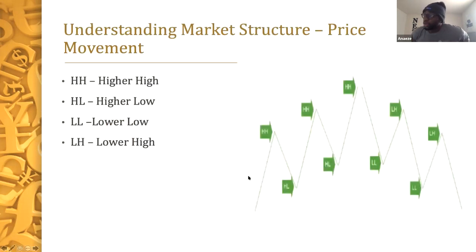Understanding market structure, which is price action movement, basic price movement, you want to understand higher highs, higher lows, lower lows, and lower highs. Over here, you can see we have a higher high, higher low, higher high, higher low, higher high, and that shows you trend. But it does not only mean trend, it also means market structure, because you see how each higher low breaks the higher high every time. Later down the PowerPoint, I'm going to show you exactly how you identify market structure and how you use it.